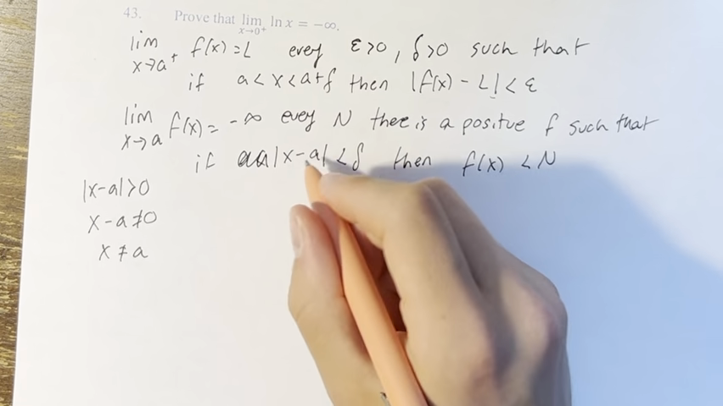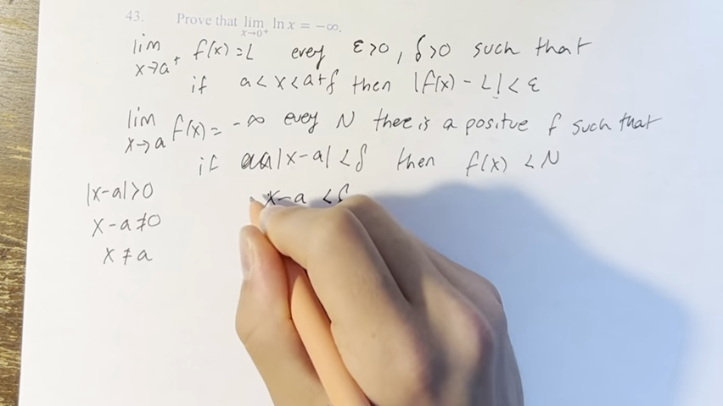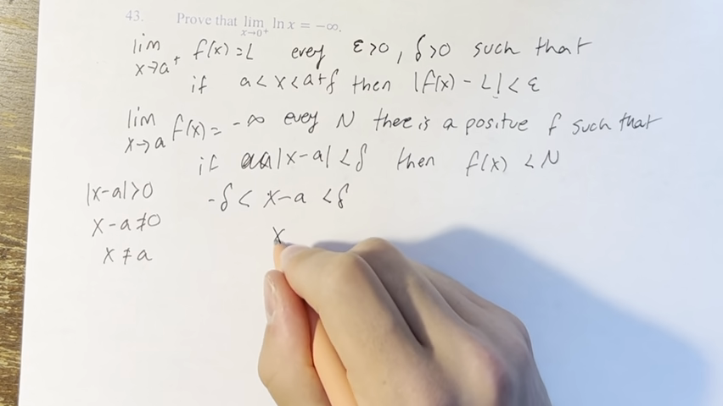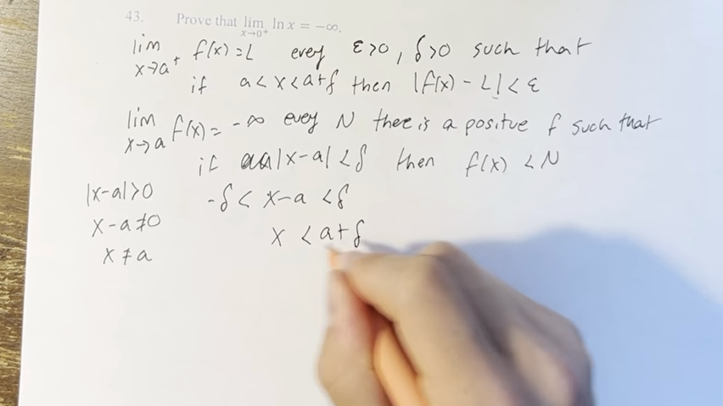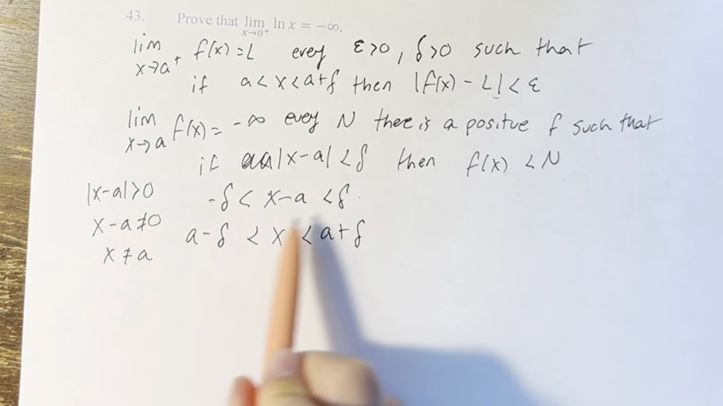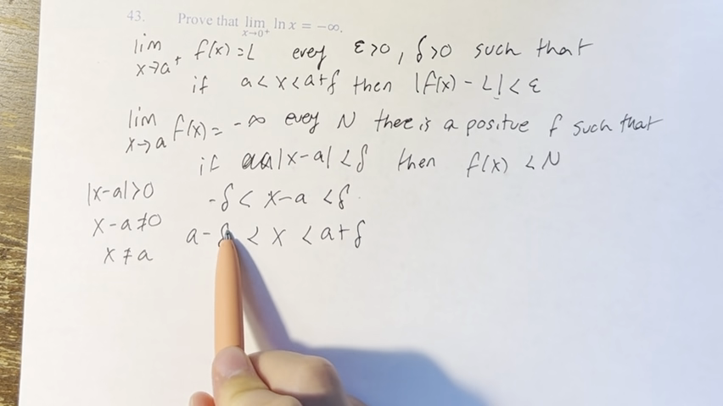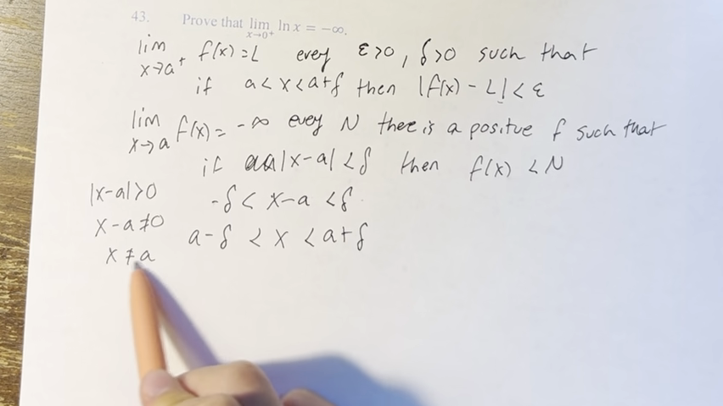Therefore, if we exclude this, we have x minus a, absolute value is less than delta. This means that it's less than delta and greater than negative delta. Therefore, x is less than a plus delta, and it's greater than a minus delta, right? It's adding a to all of these to simplify the inequality. So x is between a minus delta and a plus delta as long as x is not equal to a, right?